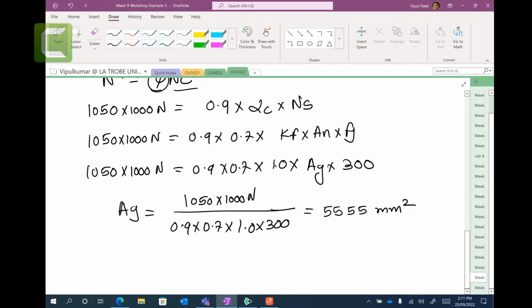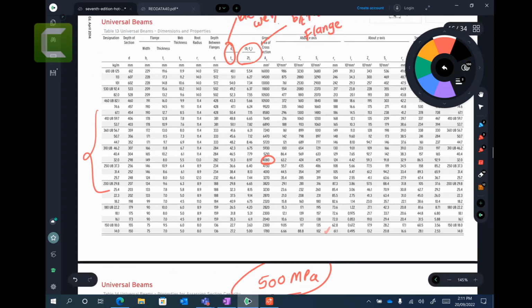So if you go to that one in here and find the gross area which is greater than 555, you might get 5720. That's close. 360 UB 44.7. So we can try with that one, right? Because 555444 is the gross area that's required, and we can just pick a little bit extra than this one, 5720. Again, this is going to be a trial. We don't know whether it's going to satisfy or not. So that is 5720.